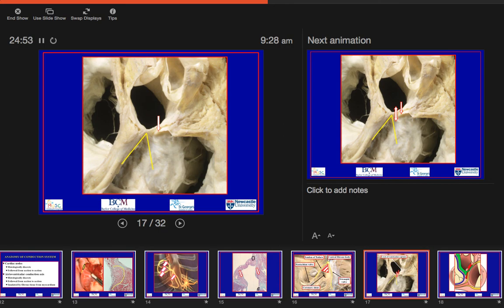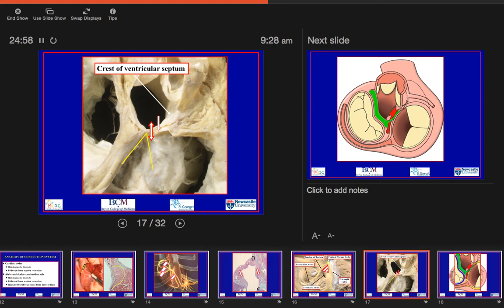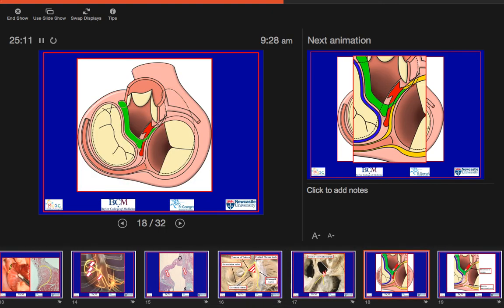The membranous septum itself is divided into two parts by the hinge of the tricuspid valve. The conduction axis penetrates through the atrioventricular component and reaches the crest of the ventricular septum. So if I make a drawing of what I've just shown you, in green there you see the insulating tissues, the area of aortic to mitral fibrous continuity continuous with the membranous septum.